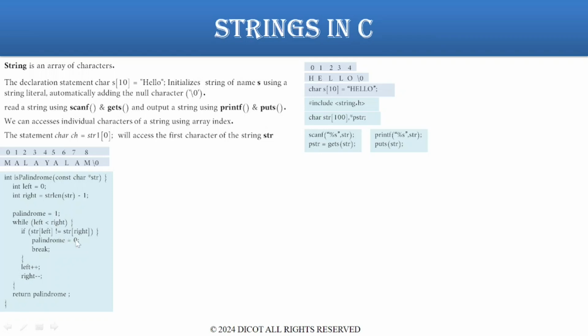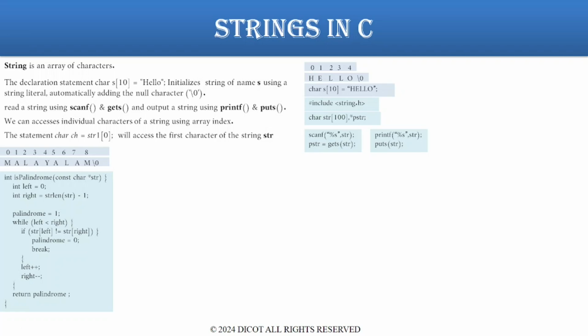Let's analyze this code. Initially, we have assumed the string to be a palindrome. So the variable palindrome is 1. If there is a mismatch, the variable palindrome will have a value 0. If there is no mismatch, the variable palindrome will have a value 1. The function returns this value as output: 1 if the string is a palindrome and 0 if the string is not a palindrome.